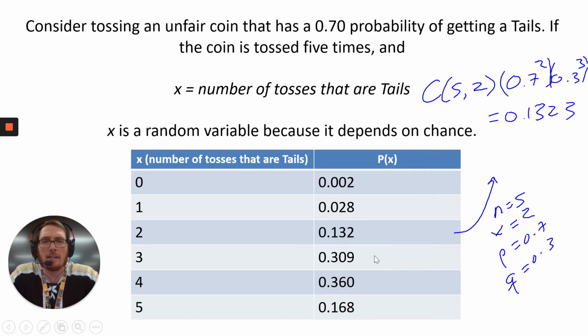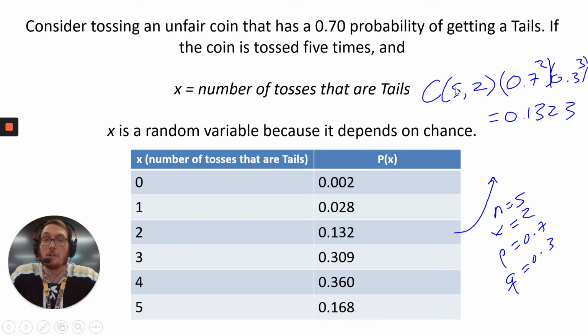Okay, so this is the table that I gave you in section 5.2. I'm just going to show you how to find one of these numbers. So I decided to do P of 2. So X is 2, so that'd be 2 tosses of tails. N is 5 tosses, X is 2. Probability of success 0.7, probability of failure is 0.3.